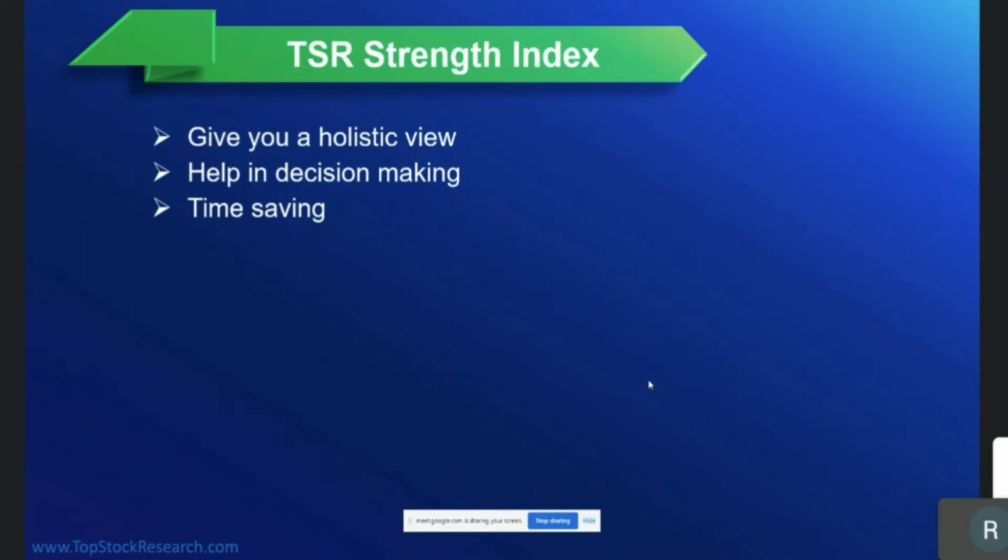Time saving, it helps you to save a lot of time, because generally what happens is you look at various parameters, could go into hundreds of parameters before you think that this could be a potential buy or sell or even a stock in consideration. So it will help you to save a lot of time if this is used as one of the first filters. Right? It's very easy to understand.